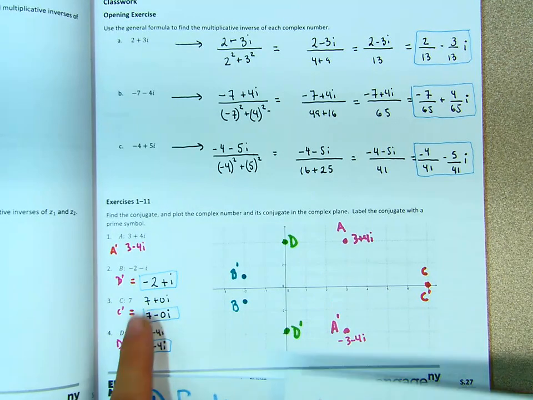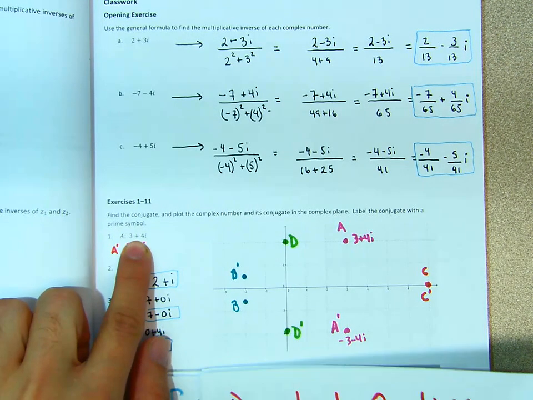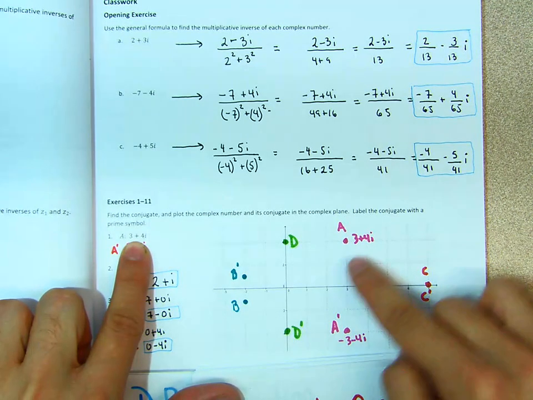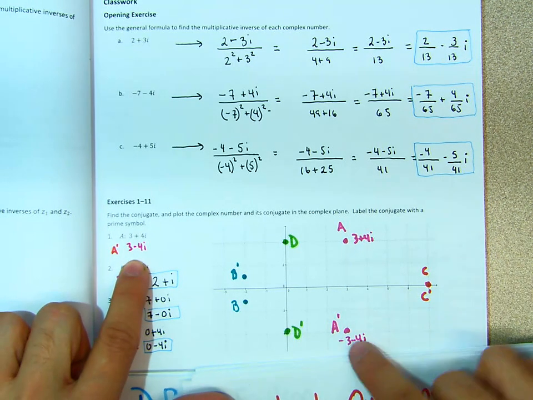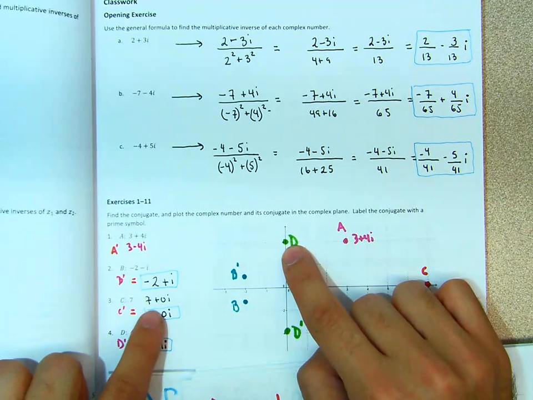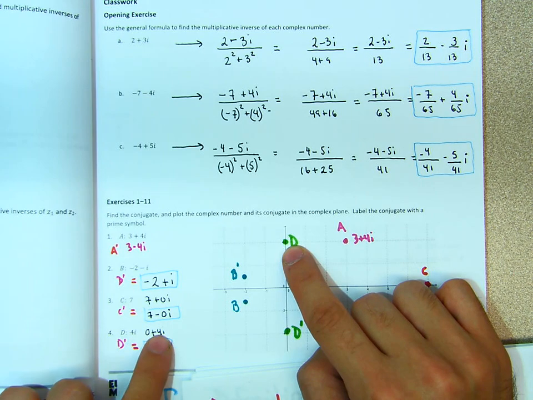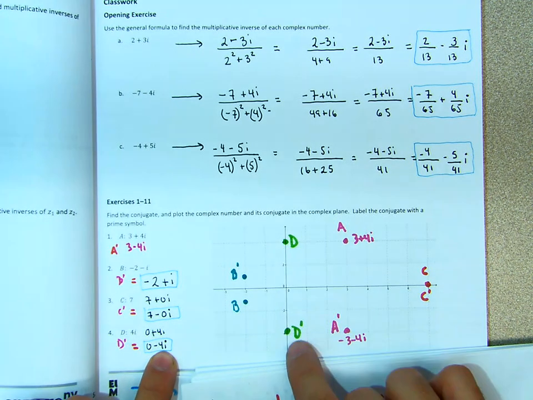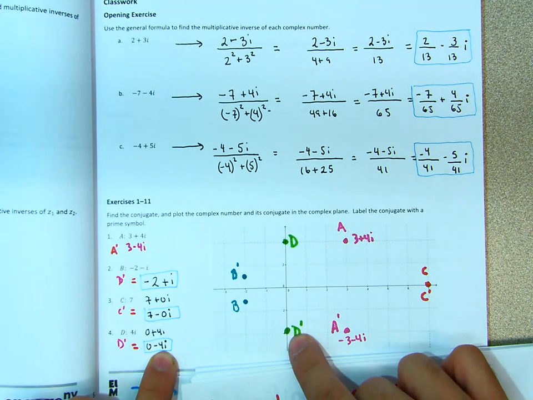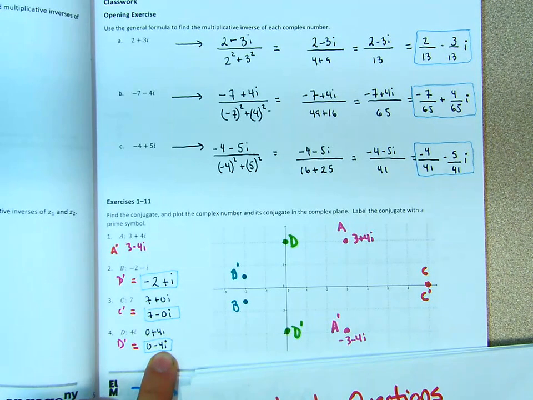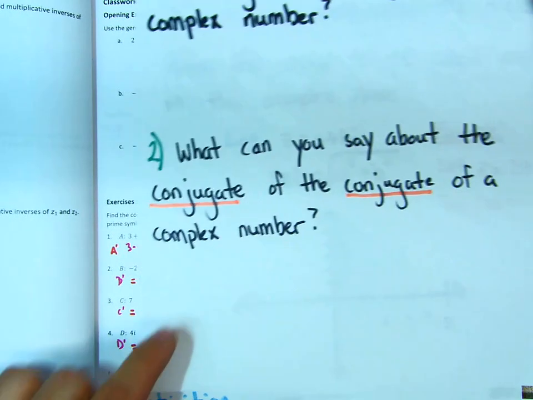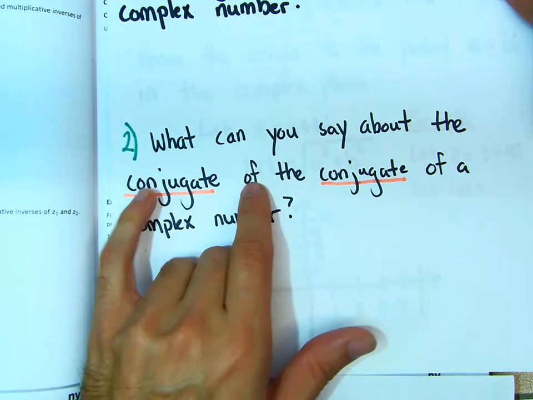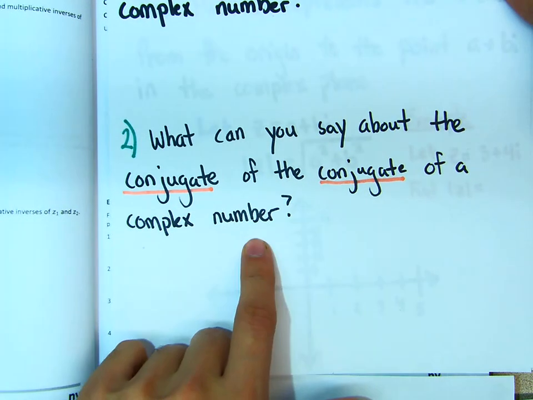So if I have some 3 plus 4i, which is over here, what is the geometric effect of taking the conjugate, which is 3 minus 4i? If I have 0 plus 4i, what's the geometric effect of taking the conjugate? Here I have 0 minus 4i. And the second, deeper level question is, what can you say about the conjugate of a conjugate of a complex number?